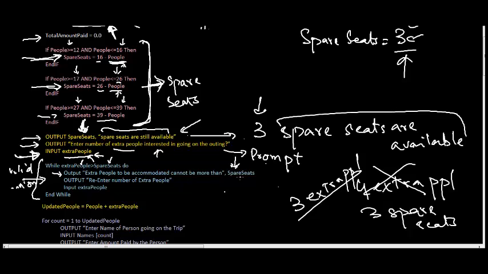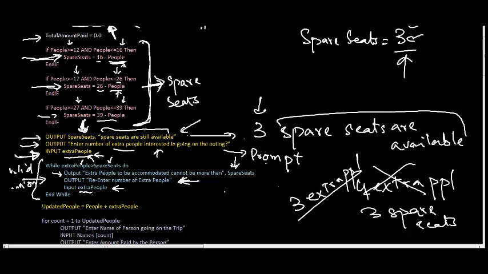For example, this is just an example value. Output: re-enter number of extra people that are going. What we are saying is that the maximum number of people that can go out on the trip is 3, and the extra people input by the user is somehow more than 3. That is why we are asking the user to re-enter the number of extra people that are going out on the trip. And so the user is going to be made to once again enter the amount of extra people that are going on the trip.